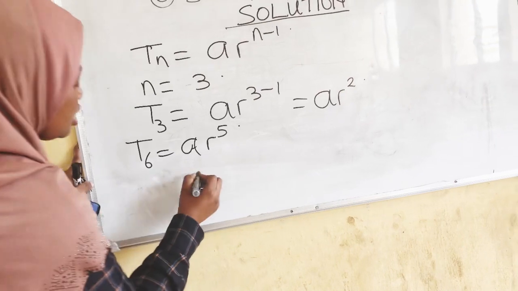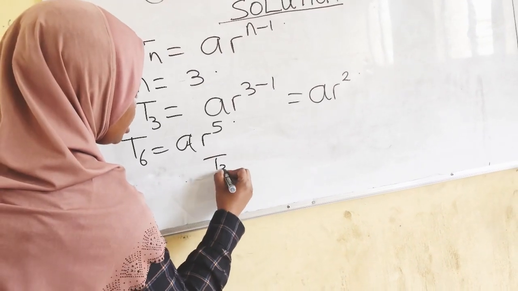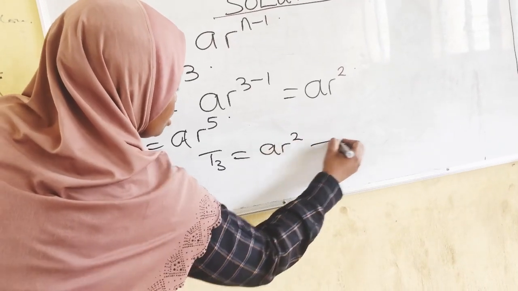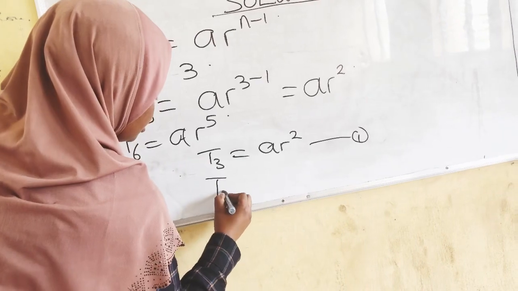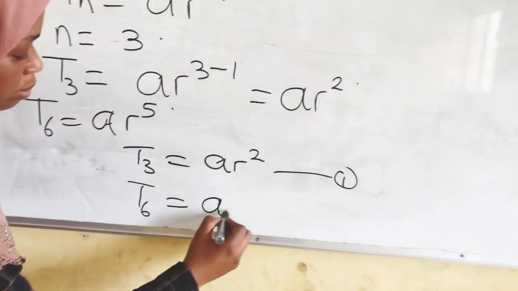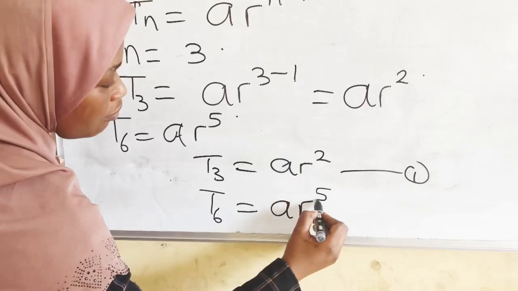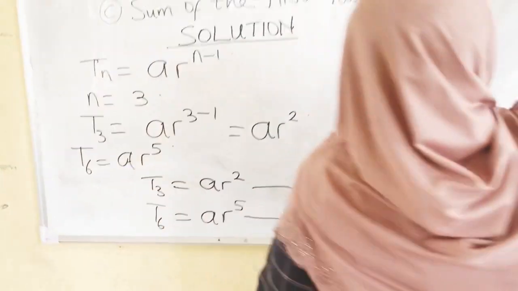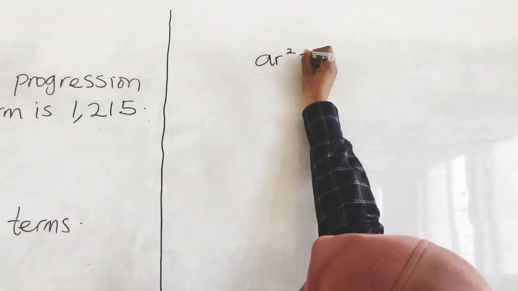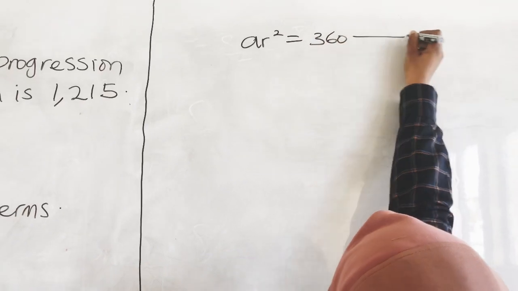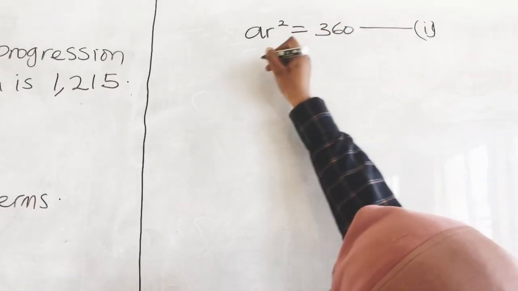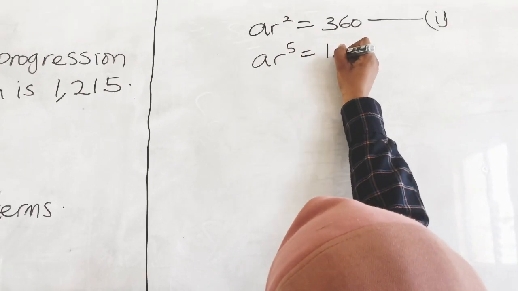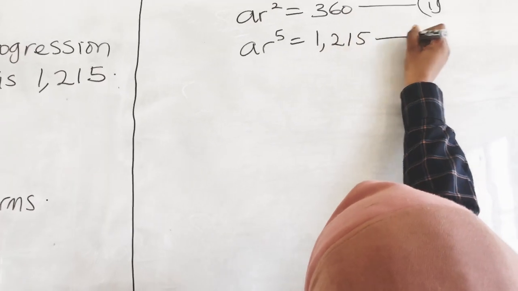So let's rewrite it. Third term is equal to A multiplied by R raised to the power of 2, equation 1, and T6 is equal to A multiplied by R raised to the power of 5, equation 2. Now, A R squared is equal to 360, equation 1, and A R to the power of 5 is equal to 1215, equation 2.